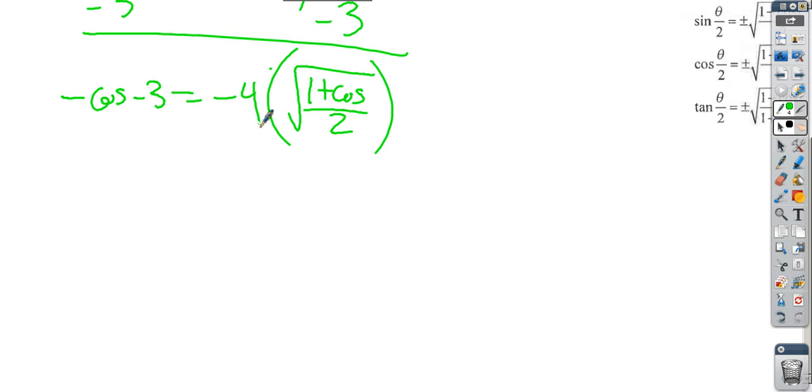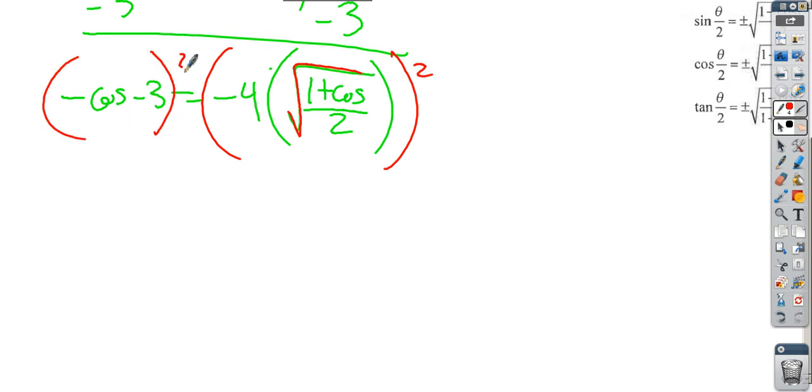Okay, so how do we square this? Well, again, why are we squaring it? Because this whole thing is under a radical right there, so you want to cancel that out. So we'll square both of these. Okay, squaring this side is like multiplying negative cos minus 3 times negative cos minus 3.